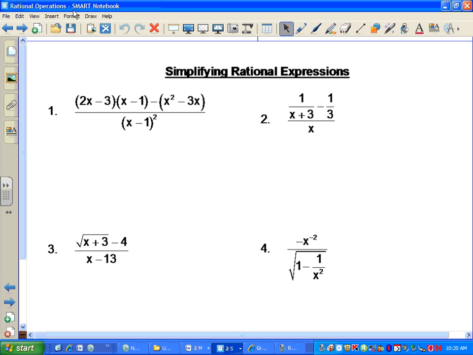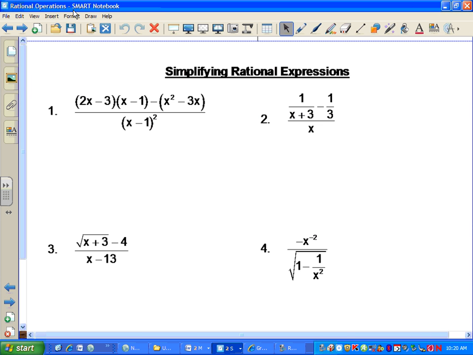Lessons over simplifying rational expressions. You definitely need to watch most of this one, especially 3 and 4, because we may leave it in a simplified manner that you wouldn't actually be expecting. Okay, so number 1's pretty straightforward.